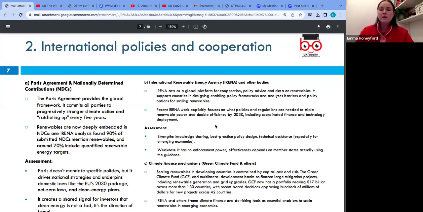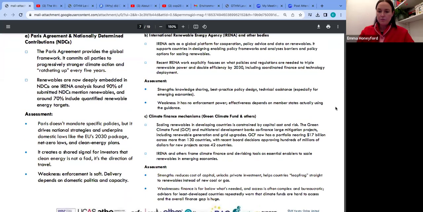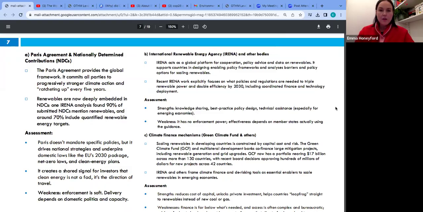So obviously we need to be able to finance this. It's going to cost a lot of money, so how do we get the investment? They are a helpful agency. An assessment of this: the strength is knowledge sharing, best practice, policy design and technical assistance. A weakness is that it has no enforcement power, similar to the Paris Agreement. Its effectiveness depends on member states actually using the guidance; they don't have to.